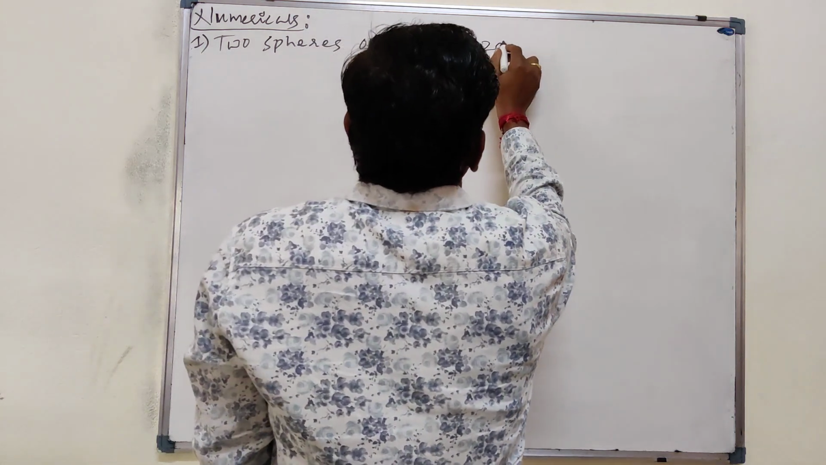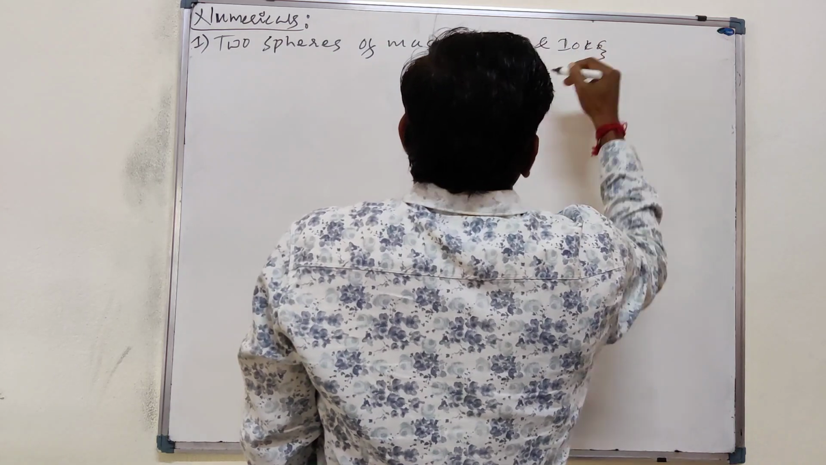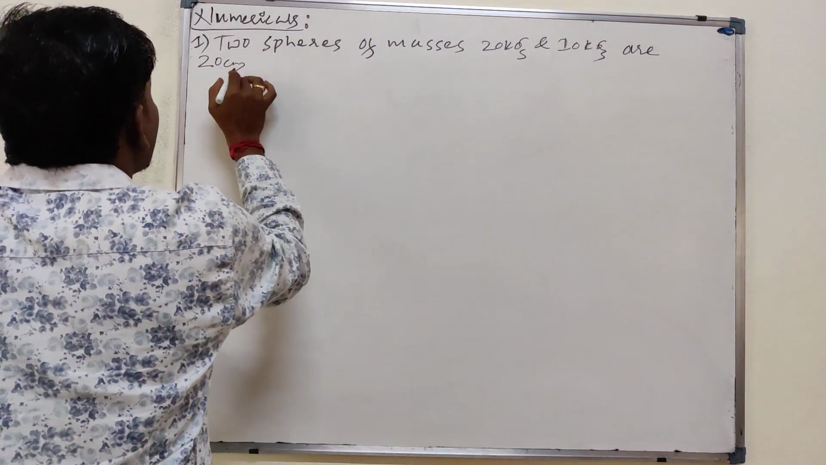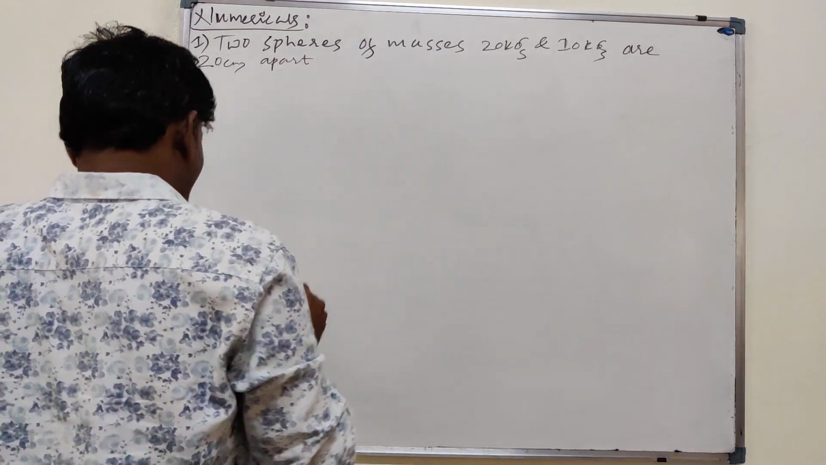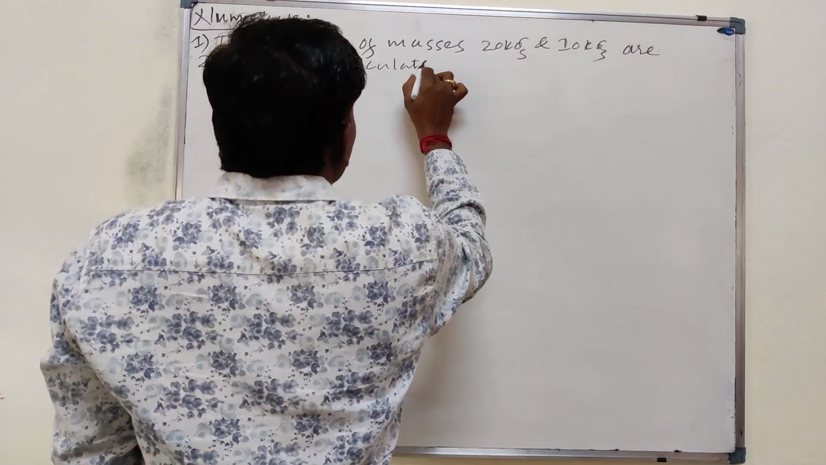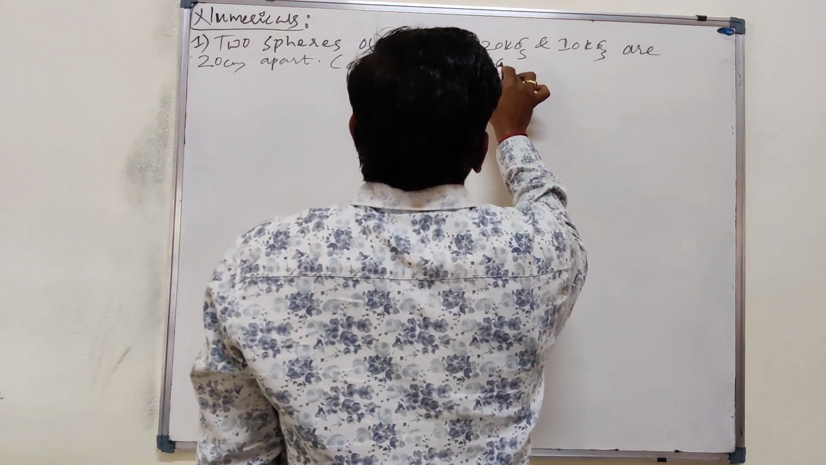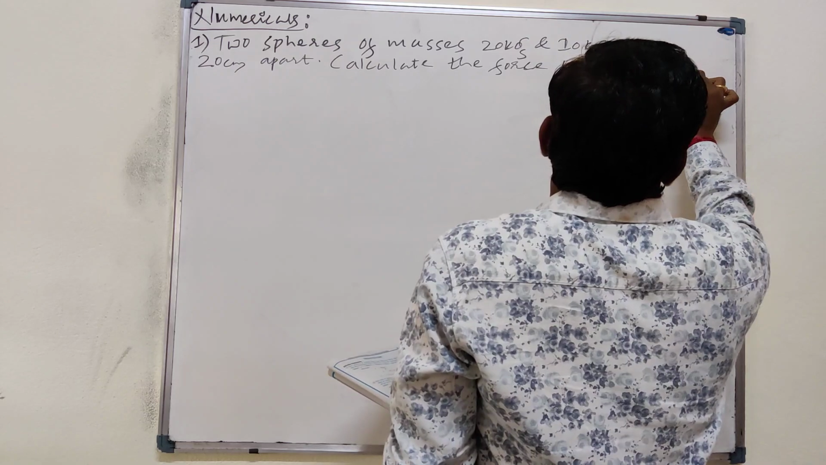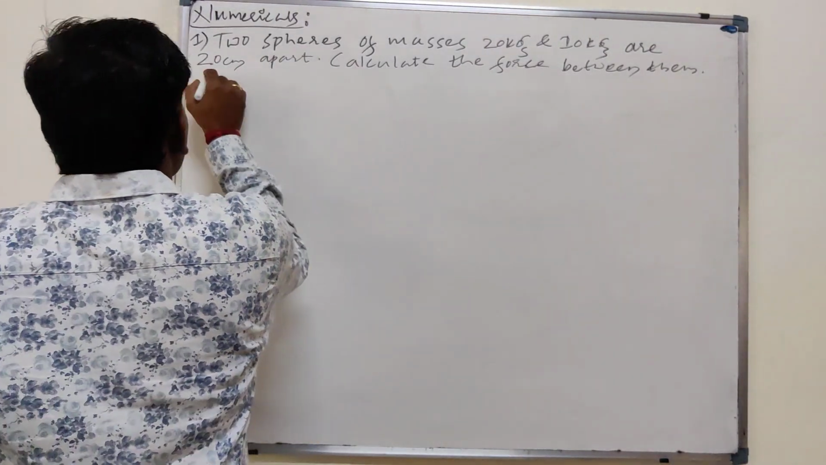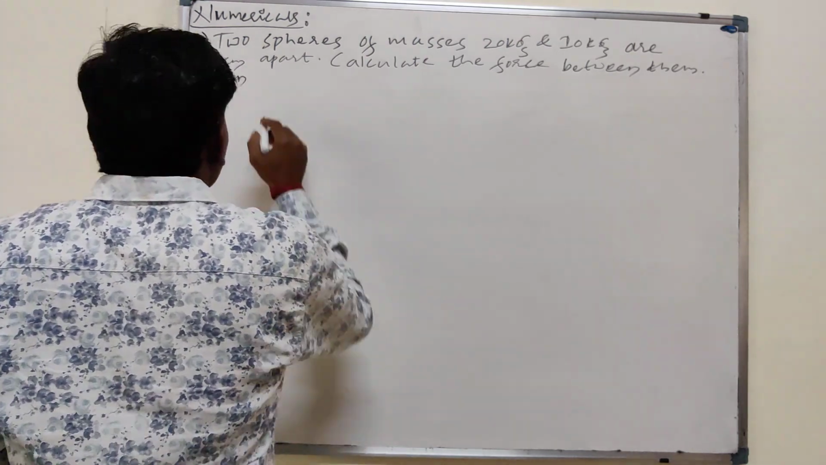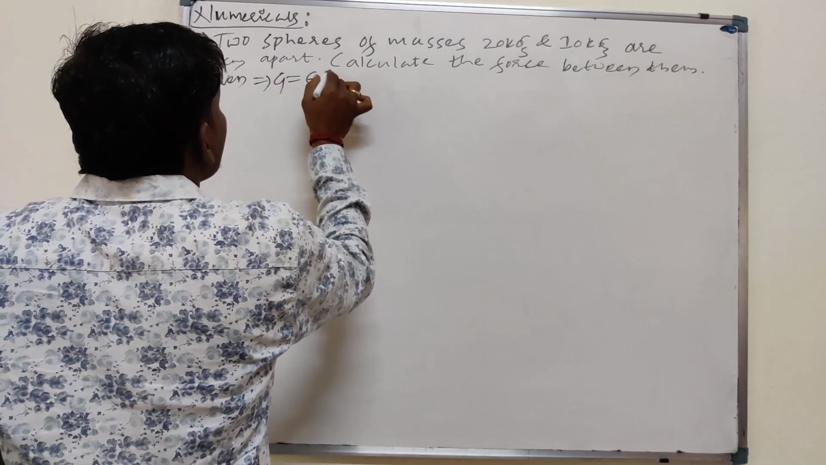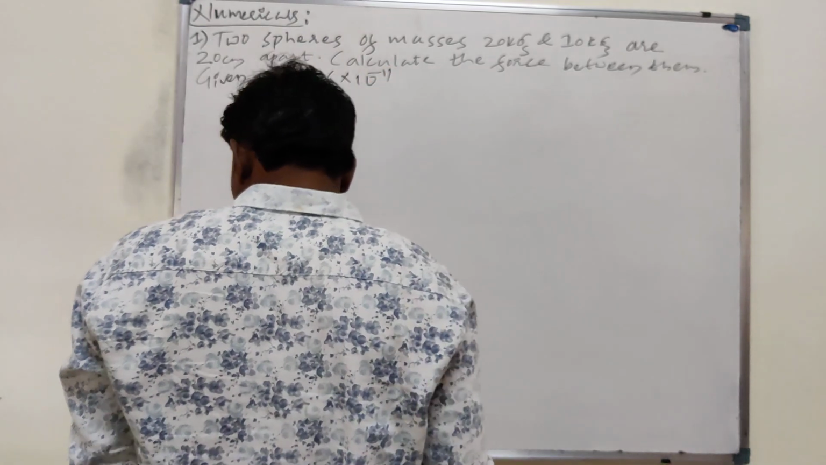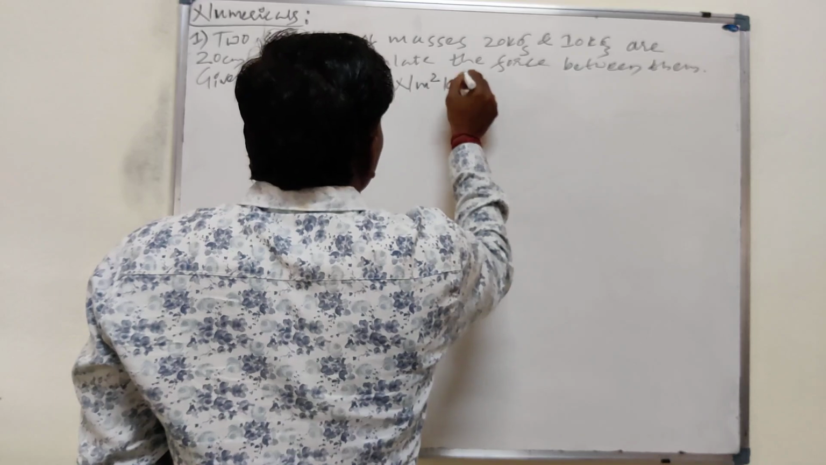Two spheres of masses 20 kg and 10 kg are 20 centimeter apart. Calculate the force between them. Given, G is equal to 6.654 into 10 raised to minus 11 newton meter square per kg.